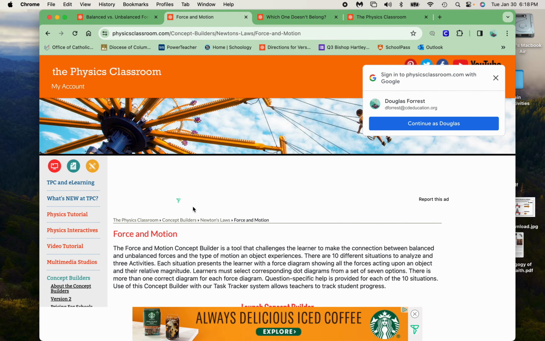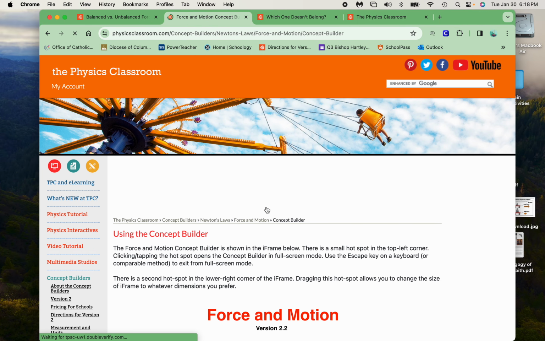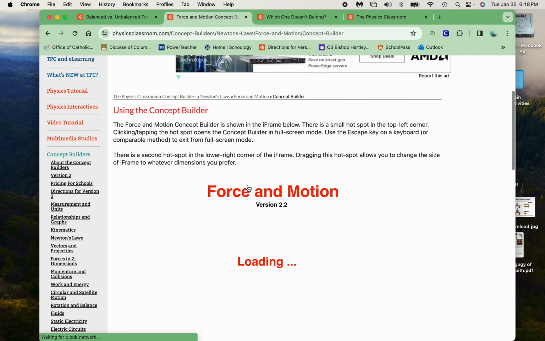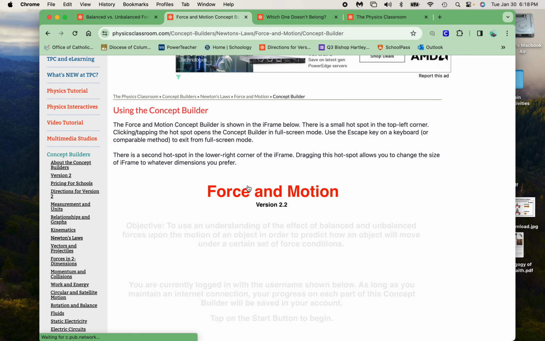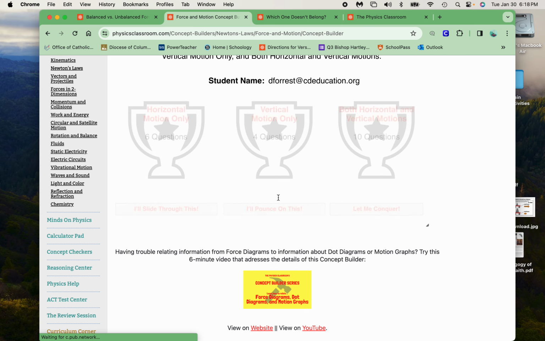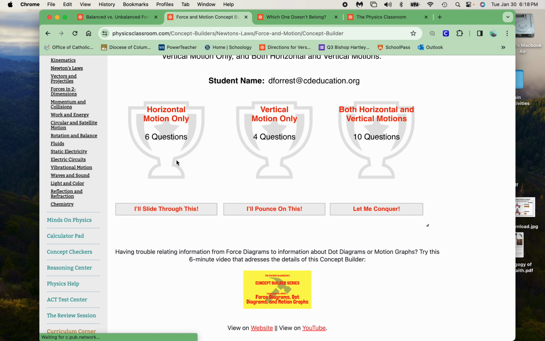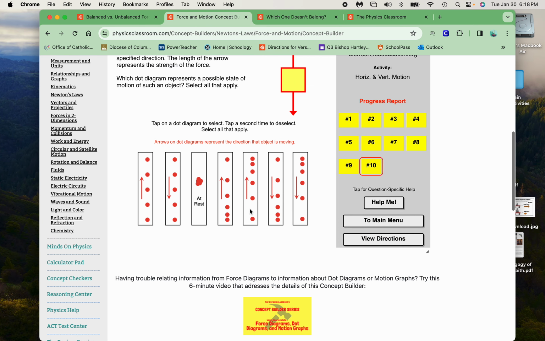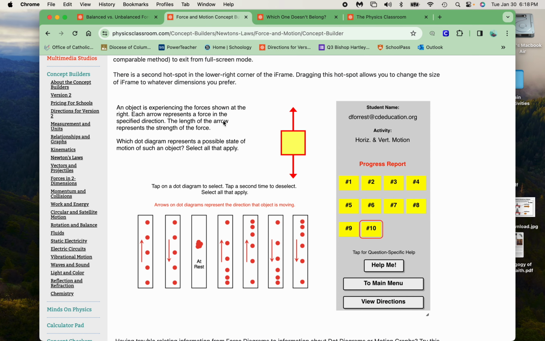The next concept builder is force and motion. I'm asking you to do the vertical motion, horizontal motion, and then combine for both of them. So I think this is the easiest one. This is the second easiest. This is the more challenging one. So I'm going to do an example with these. So in this particular case, the object is experiencing forces shown to the right.